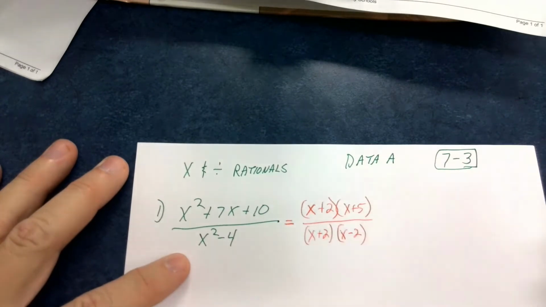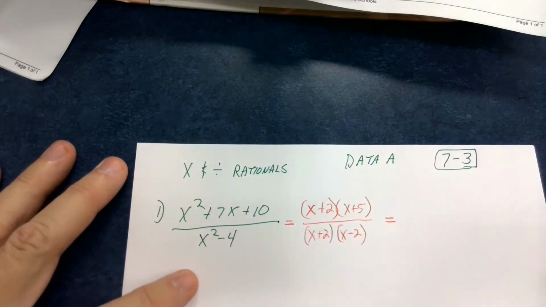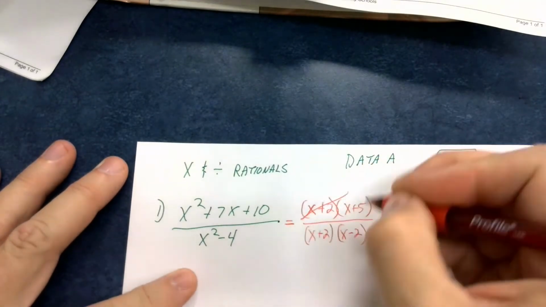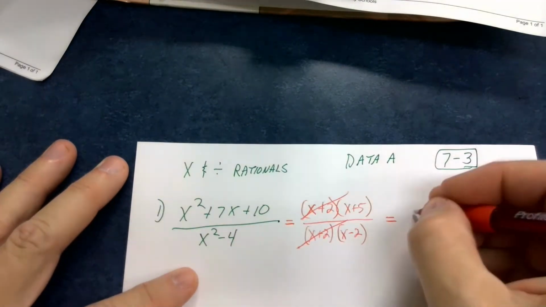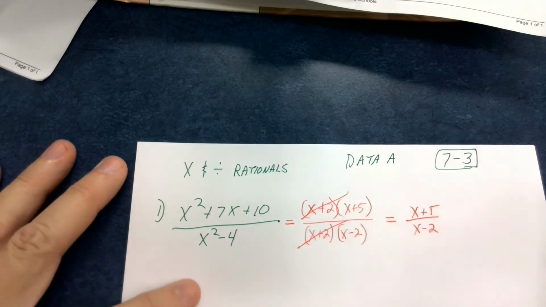So anytime that you're doing division like this, once we've broken them down into their parts, then we can go, if I have something times something and something times something, if you have the same things, either the top and the bottom, then they can cancel each other out. So my final answer is going to be this: x plus 5 over x minus 2.